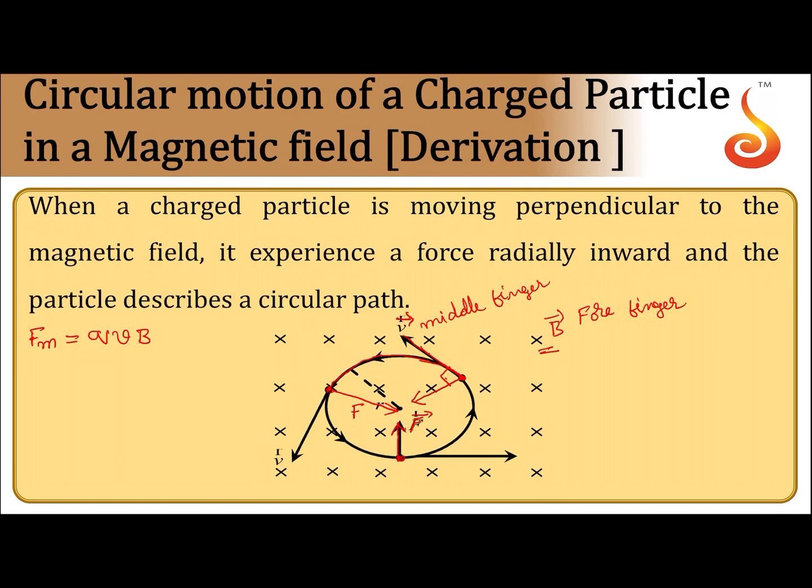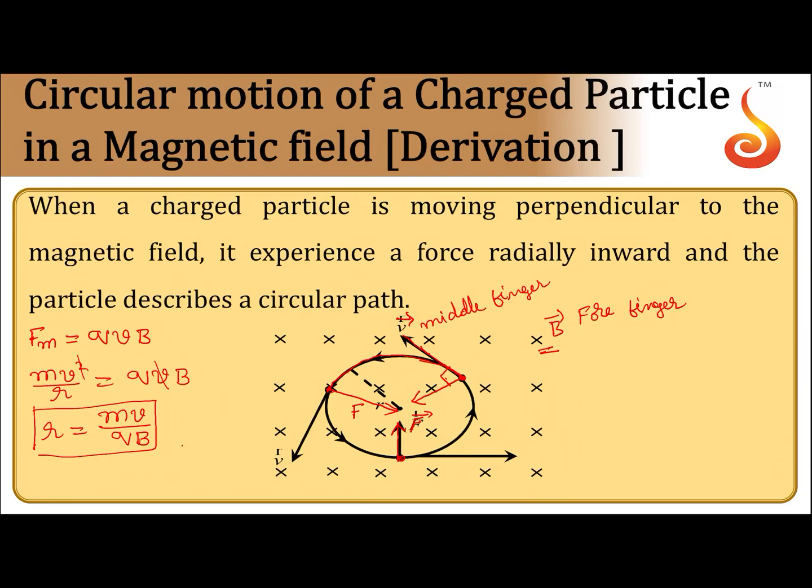If it is moving in a circular path, you know very well circular motion can neither be caused nor be maintained without centripetal force. So equate this to centripetal force, we will get mv squared by r is equal to QVB. The v's get cancelled. If I solve for r, it will be mv by qB. So this is the expression for the radius of the circular path.